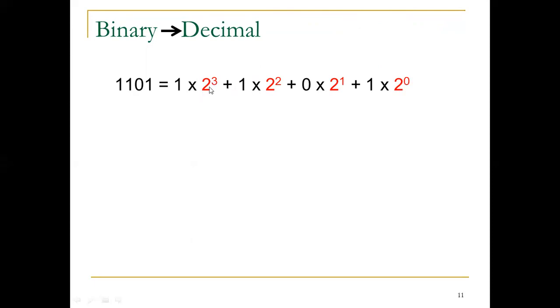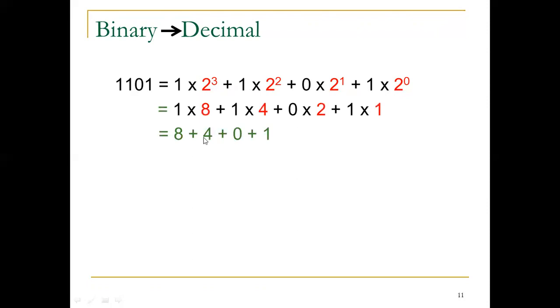So 1 into 2 raised to 3, because the binary base is 2. Then 1 into 2 raised to 2, then 0 into 2 raised to 1, and this 1 is 1 into 2 raised to 0. If you solve this, you will get 8 plus 4 plus 0 plus 1. So the total is 13.